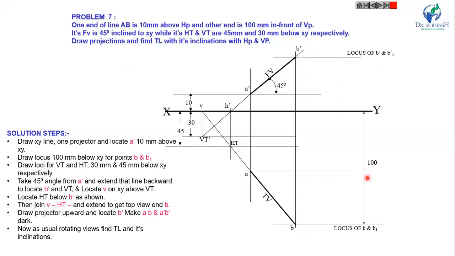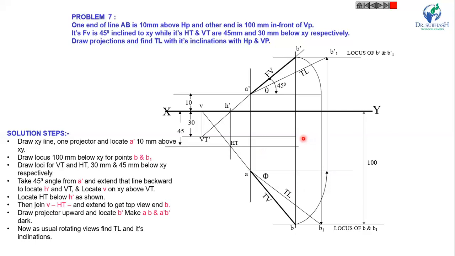Draw a horizontal line from A, and with A as center and AB as radius, draw an arc in this direction. Now extend this up to the locus of B dash and B1 dash. Join this B1 dash with A dash. This is our true length, and the inclination of this true length is theta. Similarly, you can find the true length on the top view. This inclination is phi, and this inclination is beta. Now, let us see the next example.